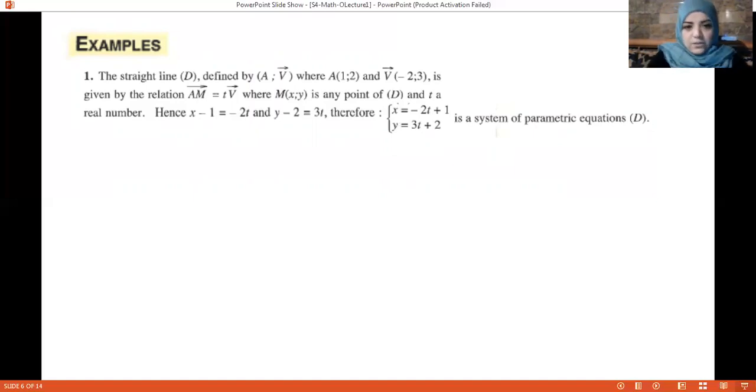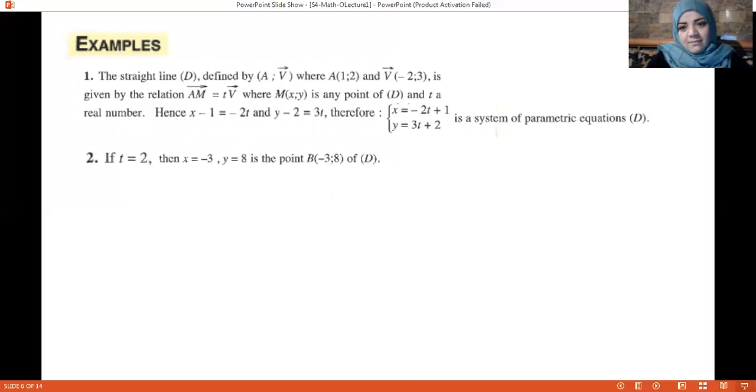Let us continue. Suppose I gave the parameter a specific value, which is 2, and I replace it in the system. So you are going to get x equals minus 3 and y equals 8. So this is a point that has coordinates minus 3 and 8. I'm sure that it belongs to D.